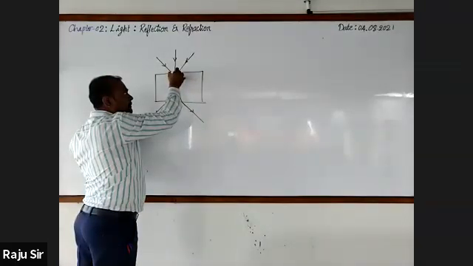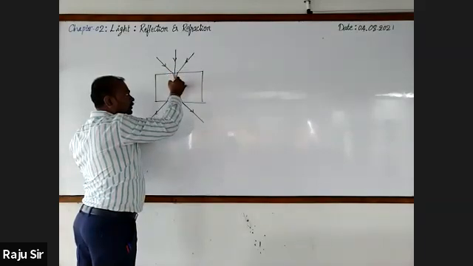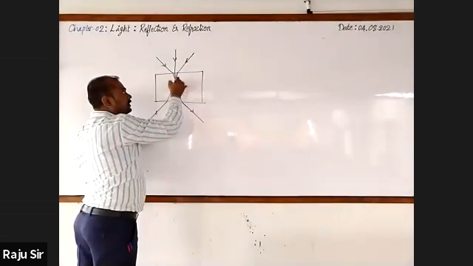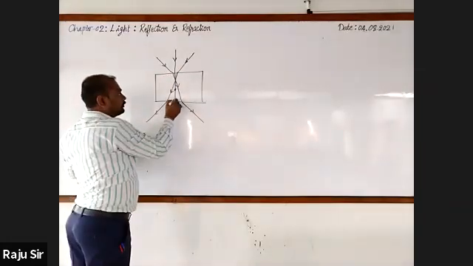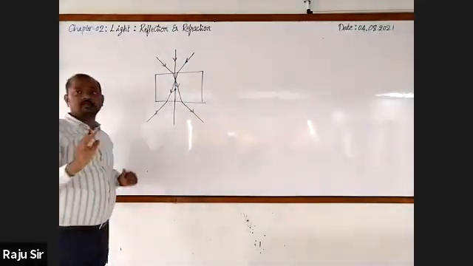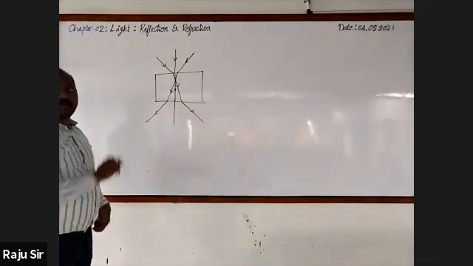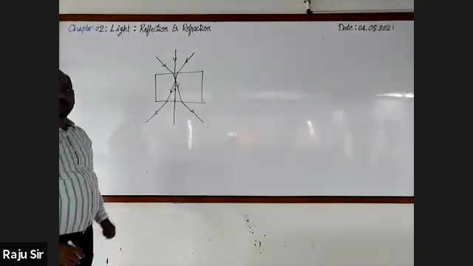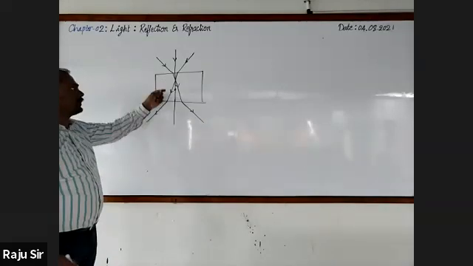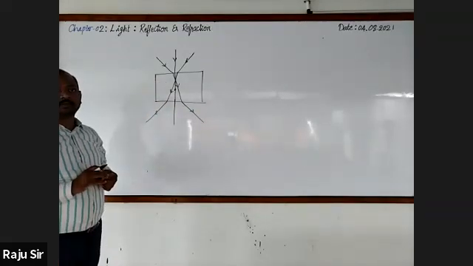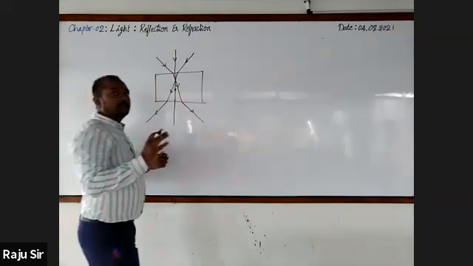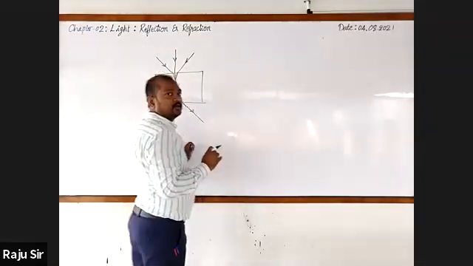Angle of incidence is zero, so it just passes through the slab. Here, how many times does light undergo refraction when it passes through this transparent material? Two times.